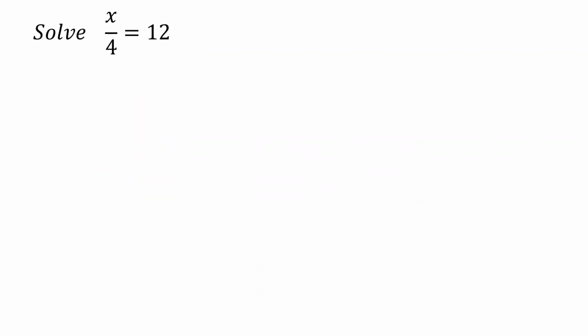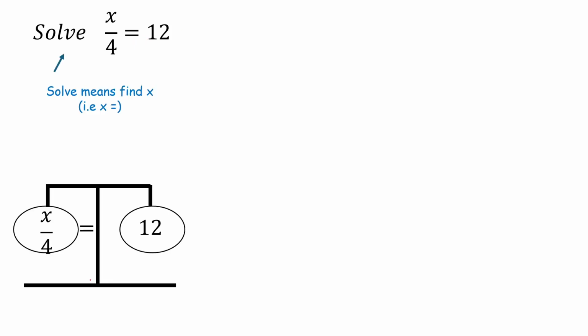Let's look at another example. This one says solve x divided by 4 is 12. So it's just saying really, what number divided by 4 is equal to 12? But let's consider this again using the analogy of our scales. So initially, everything is in balance.